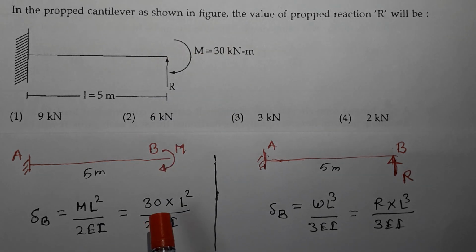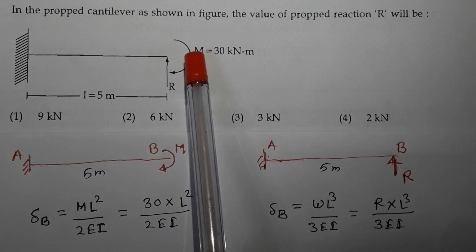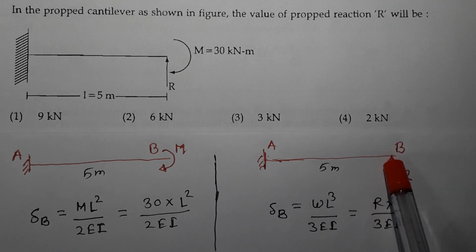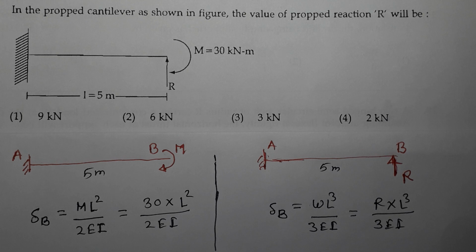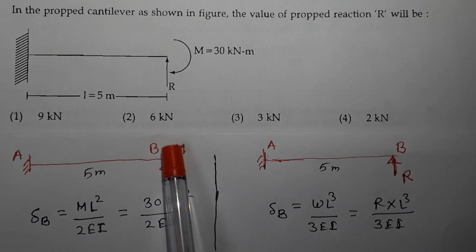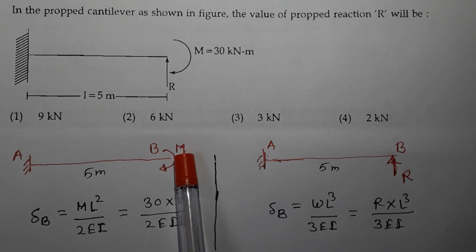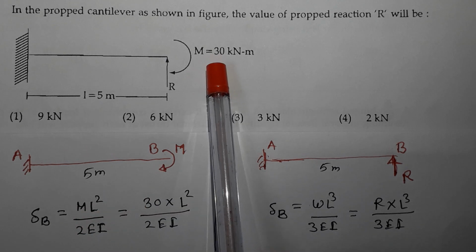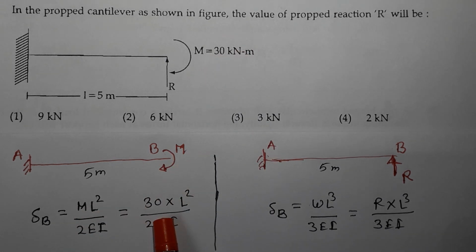So I will get the deflection at the free end due to moment, and I will get the deflection at the same end, the free end, due to the reaction, and the algebraic sum of these deflections must be equal to 0. So delta B, the deflection at free end, is going to be ML square divided by 2EI. Means if a cantilever is there and a moment M is applied at the free end, then the deflection at free end is given by this formula. Now the value of M is given, which is 30 kilonewton meter. If I substitute it over here, it becomes 30 L square divided by 2EI.